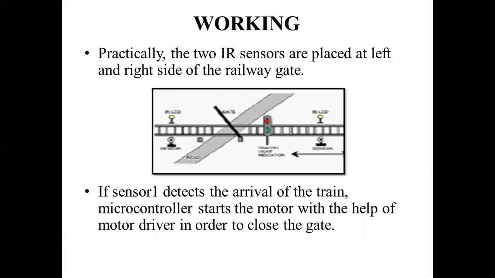The two IR sensors are placed at the left and right side of the railway gate. The distance between the two IR sensors depends on the length of the train. In general, we have to consider the longest train on that route, and if the sensor detects the arrival of the train, the microcontroller starts the motor with the help of the motor driver in order to close the gate.